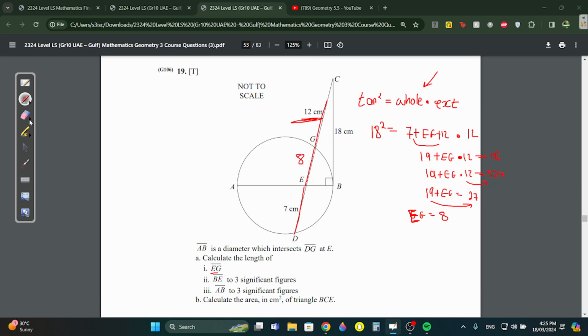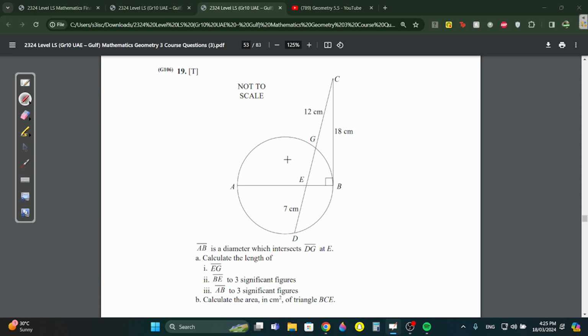Now BE. BE is very simple. You have 8 now here. It's a right triangle with 18 here, and the hypotenuse is 12 plus 8, which is 20. Can you find this segment? Actually, you can, using the Pythagorean theorem.